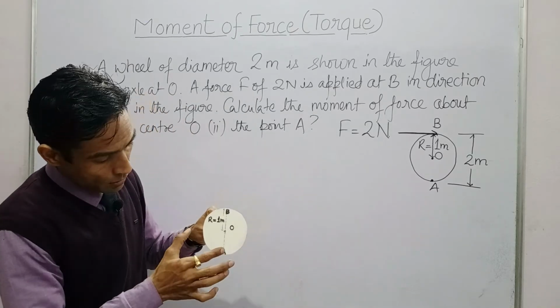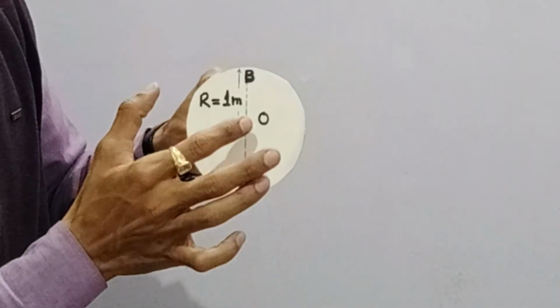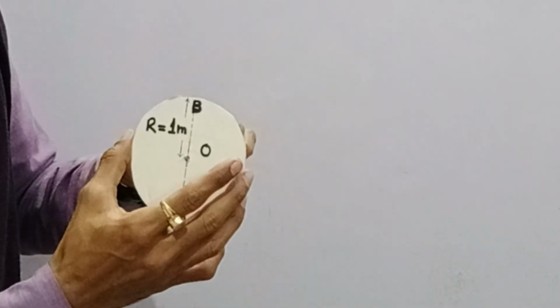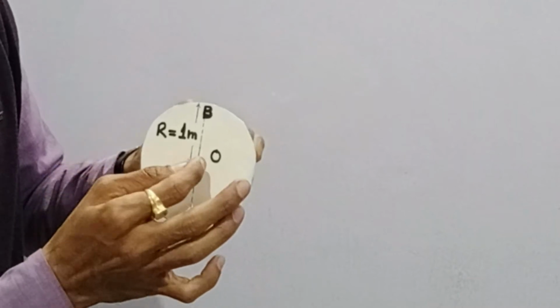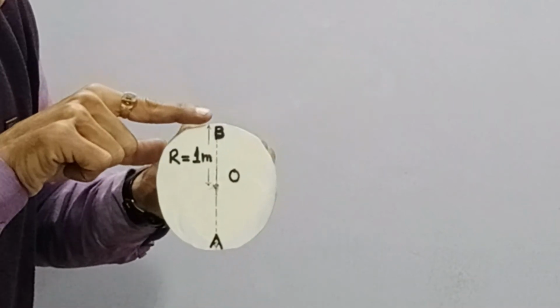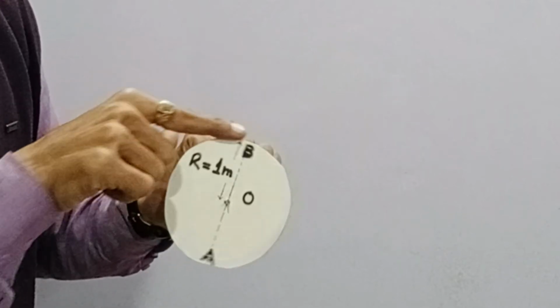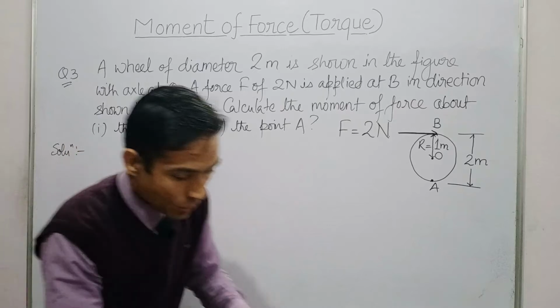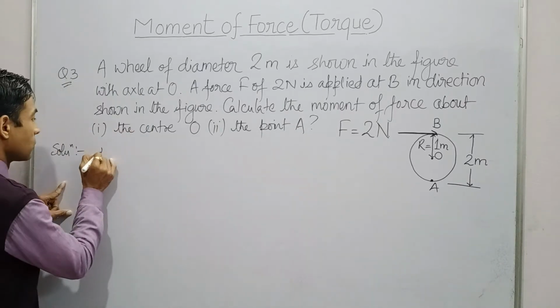This is the circle. AB is 2 meter, OB is the radius, so this is 1 meter. When we have to find out the moment of force about O, this will be the axis, and when we are going to apply the force at B, this will be the rotation. So the force is 2 Newton and the perpendicular distance is 1 meter. Let's see what is the moment of force.